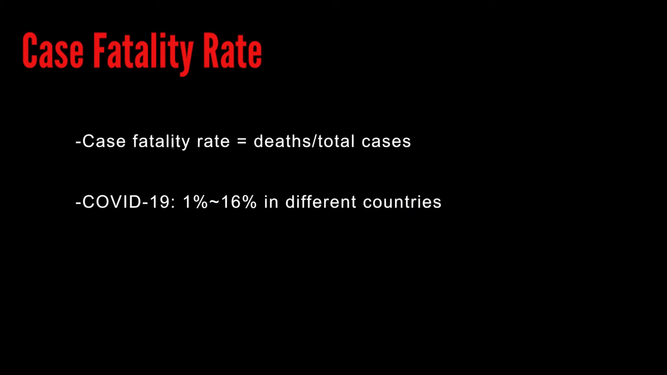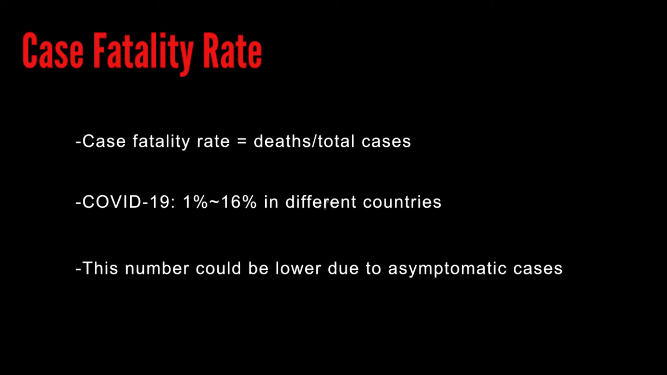The case fatality rate of a virus, or its mortality rate, is calculated by the number of deaths divided by the total number of people infected by the virus. The case fatality rate of COVID-19 ranges from less than 1% to around 16% in different countries. This number could potentially be lower, since many people who are infected but do not show any symptoms exist for COVID-19, and many people might not have realized that they are infected by the SARS-CoV-2 virus. The case fatality rate for typical influenza is less than 0.1% for comparison.